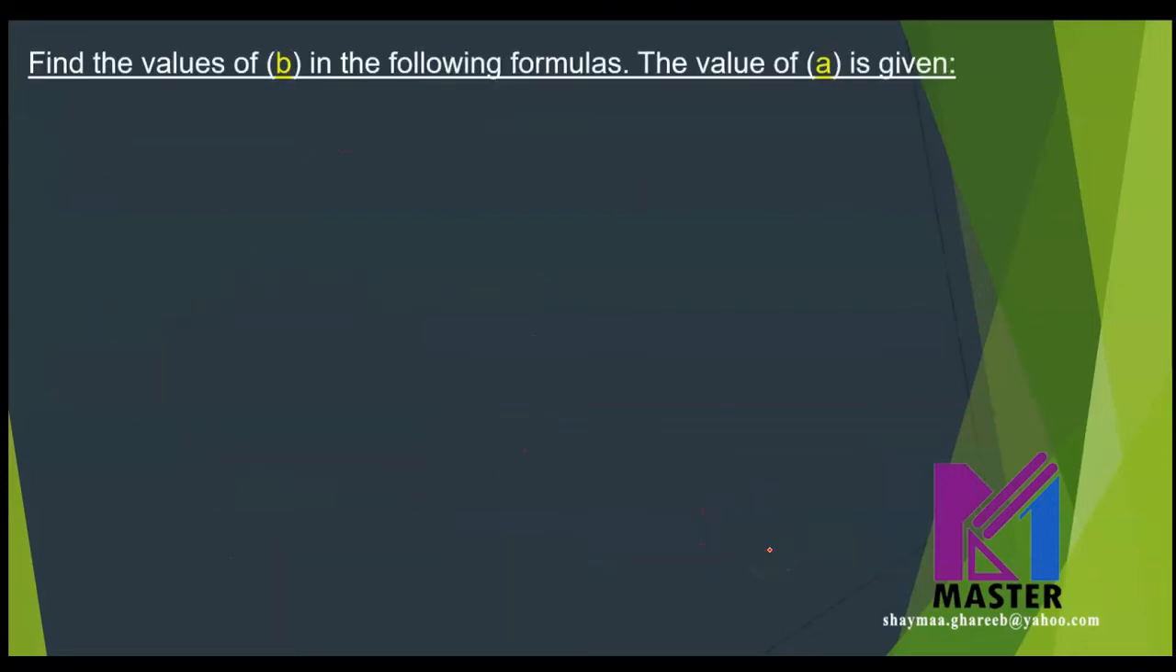Okay? Now, look at the second example here. Question 1. A minus 14 equals B. And in the question, it says, find the values of B in the following formulas. The value of A is given. So I have A minus 14 equals B. If I don't know the A, can I guess the value of B? Of course not. I need to know the A to find out the B.